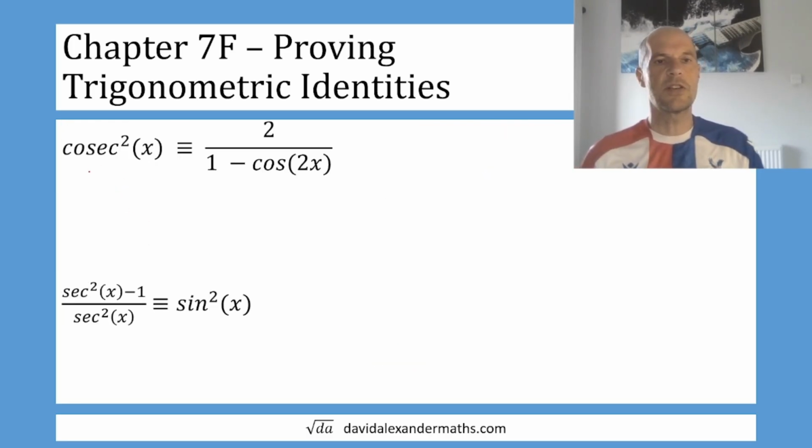Okay, here are 2 more. So cosec x squared, we need to remember, is 1 over sine squared x.